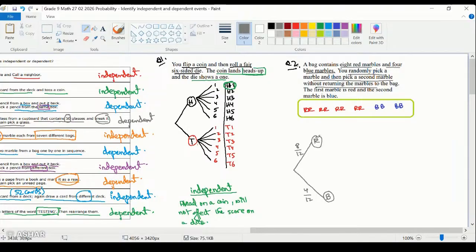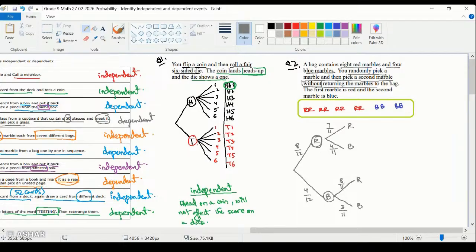If one red was selected, then again in the bag, how many marbles are there? They could be red and blue only. If one red was selected and without returning, right, it's not replaced, that means the total number of marbles has been reduced now. So red has been reduced to 7 and blue was not chosen, so blue stays. If the first one was chosen as blue, then if one blue was taken out, how many blues are left? 3 out of 11 and 8 out of 11, right?